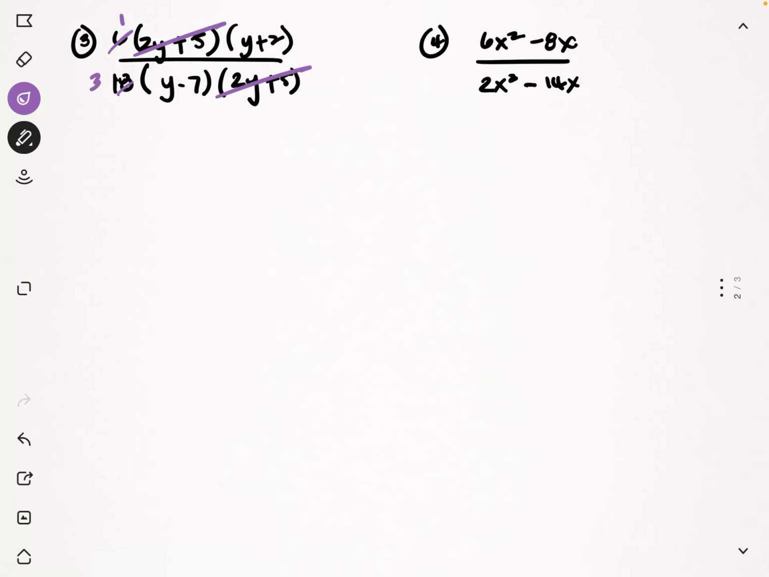So now what we have here is, well, we don't have to multiply the 1 by the y plus 2. So we can just say y plus 2 is in the numerator. In the denominator, we have 3, and then the y minus 7. I'm pretty sure we don't have to distribute this 3 into the parentheses for our answer. I'm sure that will be fine, but in case it doesn't work, then just do the distributive property there.